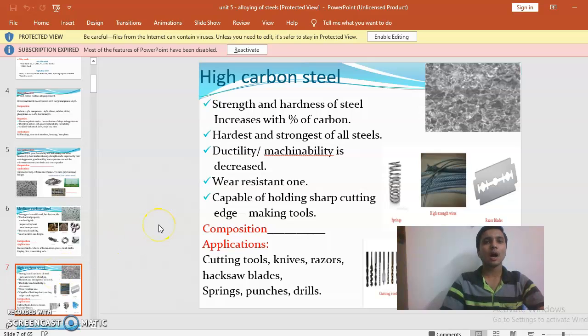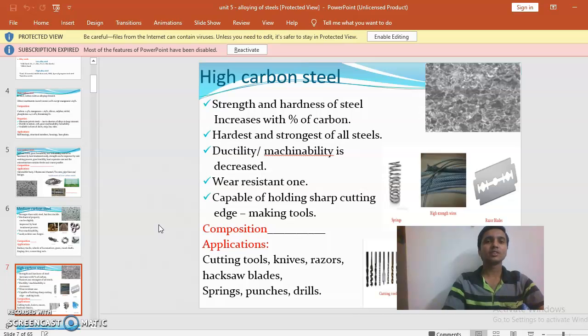And the next one is high carbon steel. In high carbon steel, the strength and hardness of steel increase with the percentage of carbon. The strength will increase with the percentage of carbon, and the hardest and strongest of all the steels is the high carbon steel. Ductility and machinability are decreased, but it is wear resistant and capable of holding sharp cutting edges, making tools.